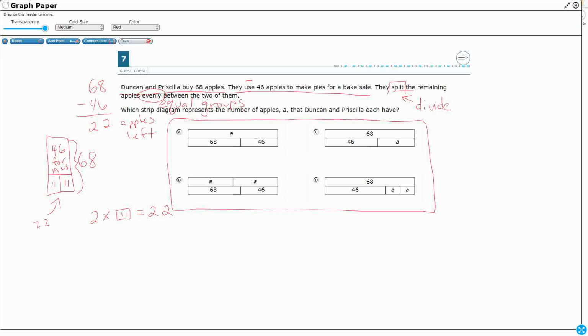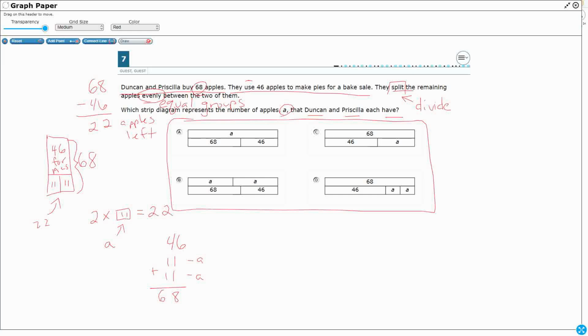So which diagram represents the number of apples, A, that Duncan and Priscilla each have? Well, Duncan and Priscilla each have 11. So we need to find a way to represent that 11 with A because we've already solved this. And just to make sure, we've got 46 for the pie, 11 for Duncan, 11 for Priscilla, 6, 7, 8, 4, 5, 6, 68. That's how many we started with. All right, so our numbers are good. These two are going to be represented by A.